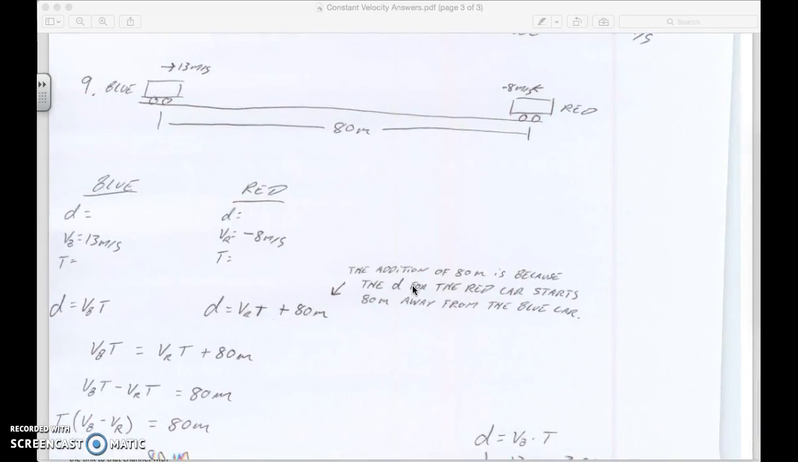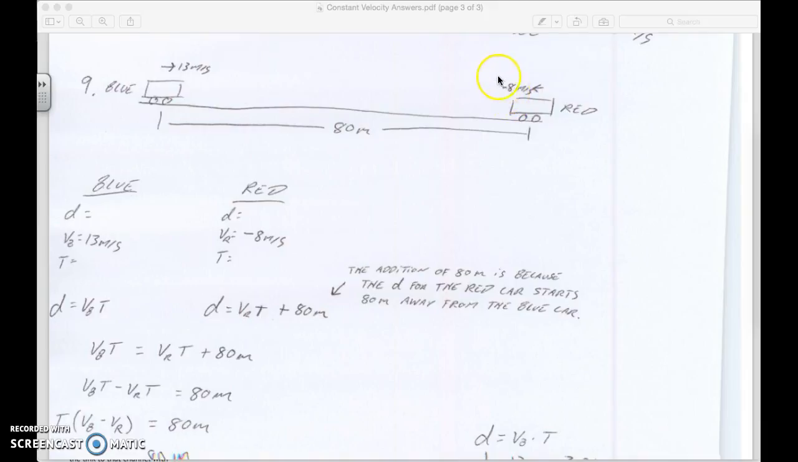Last one, number 10. 2 cars are being collided for an episode of Mythbusters. The 2 cars will be placed 80 meters apart. You can see the 80 meters there. And they're going to travel at different speeds. The car on the left, we'll call that the blue car, is 13 meters per second. The car on the right is going to travel 8 meters per second.